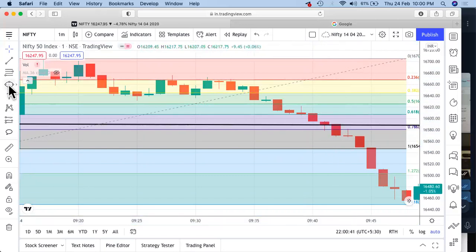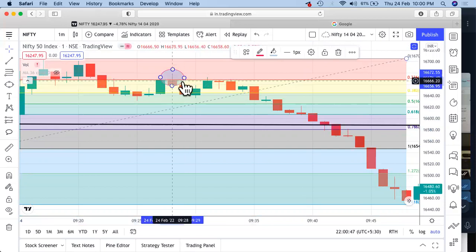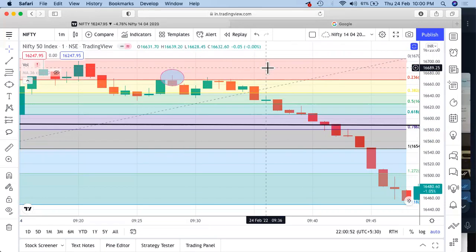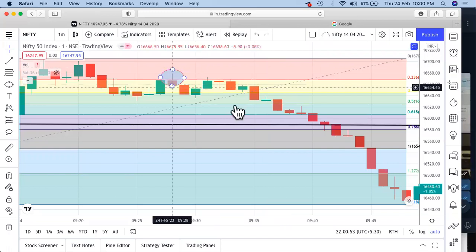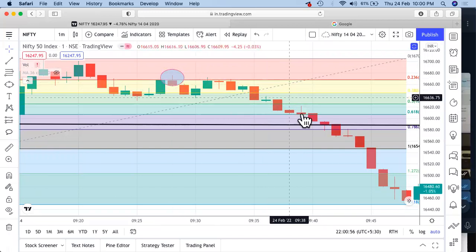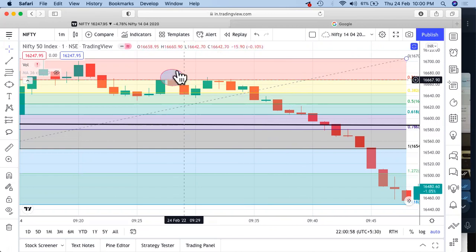Okay, so this is my first entry. I can take entry at this part or maybe at this part, either of them. Once I take an entry, I wait for a confirmation, because at this part my SL would be on the top part.